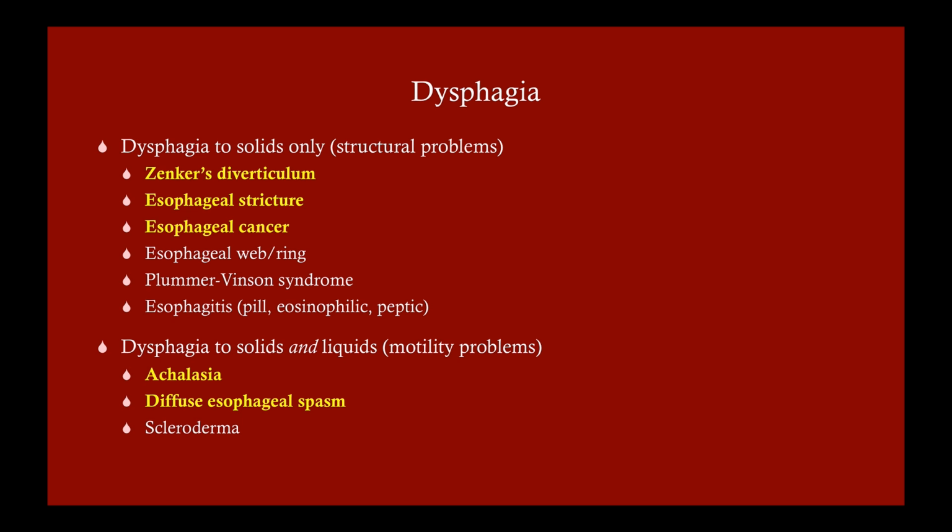So let's start talking about dysphagia. So there are two different types of dysphagia. There is dysphagia to solids only and dysphagia to solids and liquids. So that's something that you're going to want to get in your history.